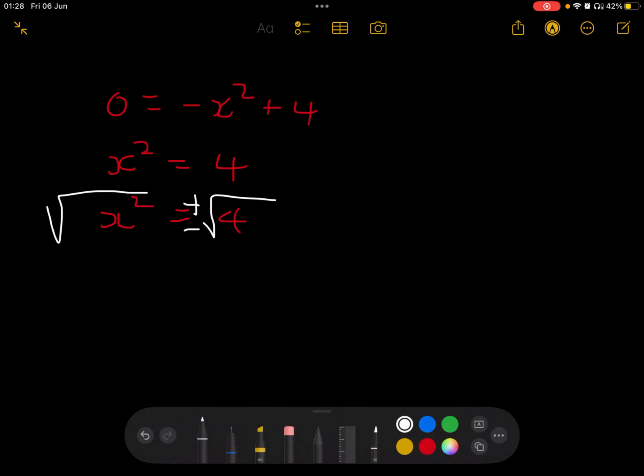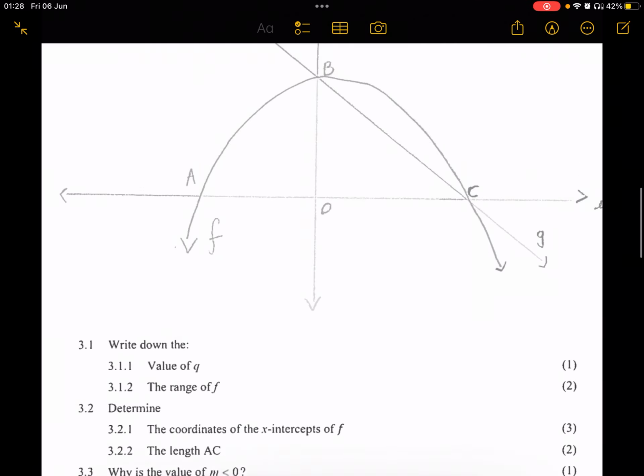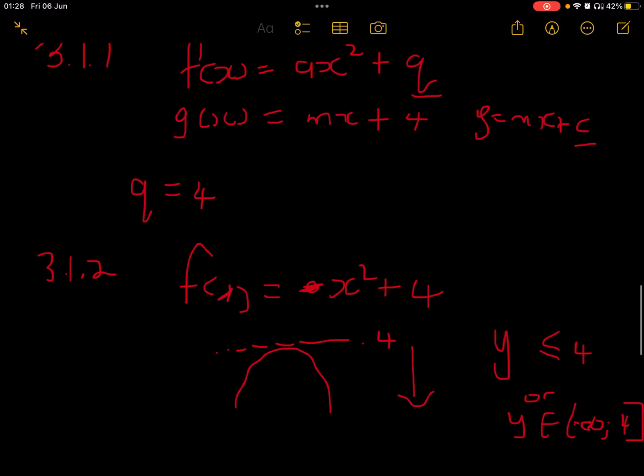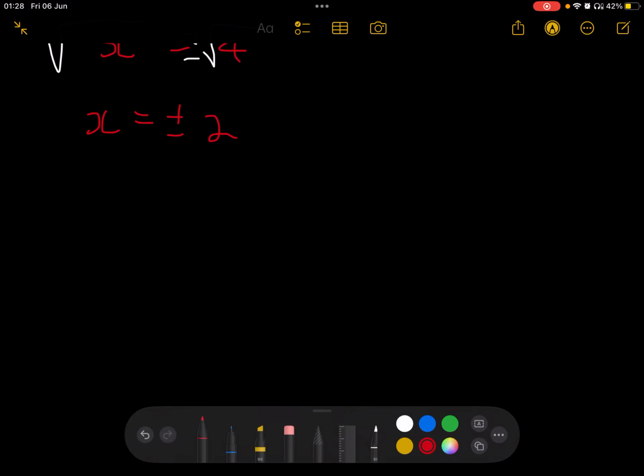And now our final answer will be x is equal to plus or minus 2, such that since these are x-intercepts, we saw that the left x-intercept is point A, on the right is point C. So we are going to say that point A, which is on the left, is negative 2, 0, and then point C is positive 2, 0.